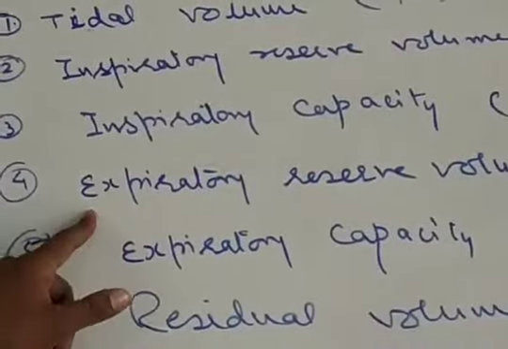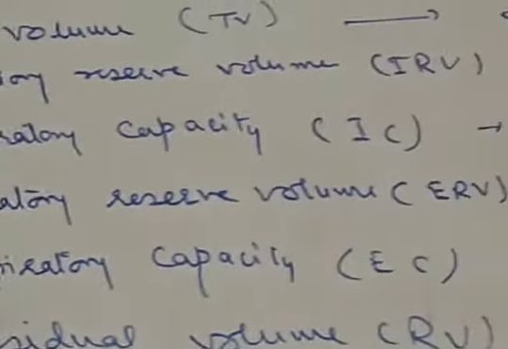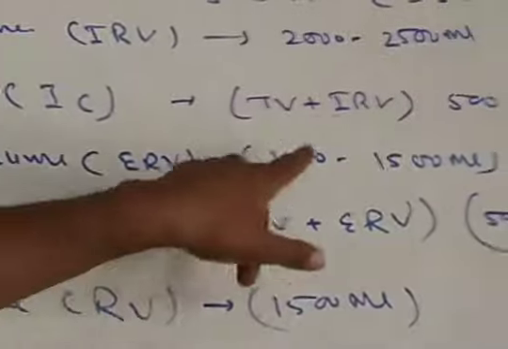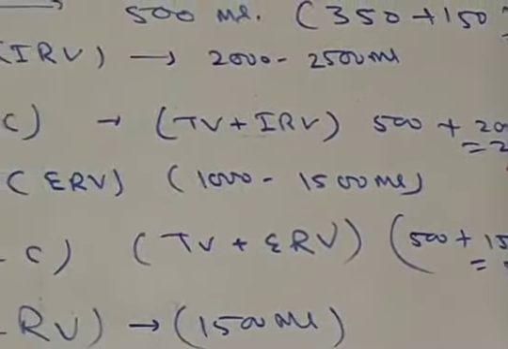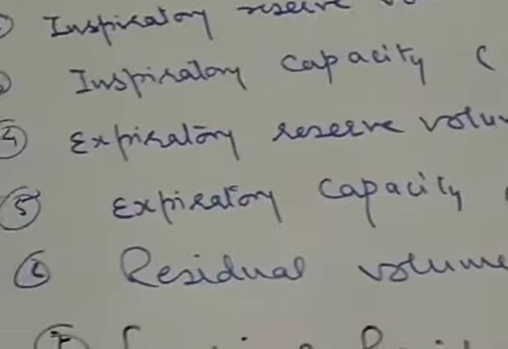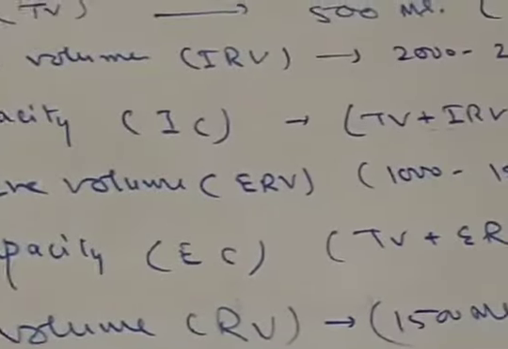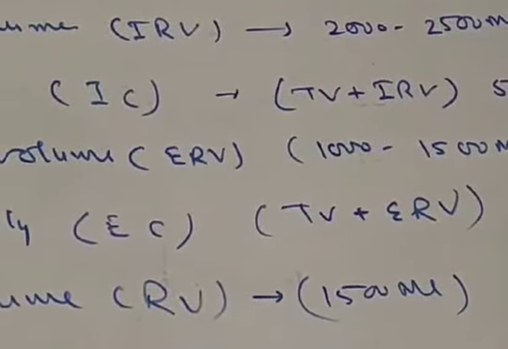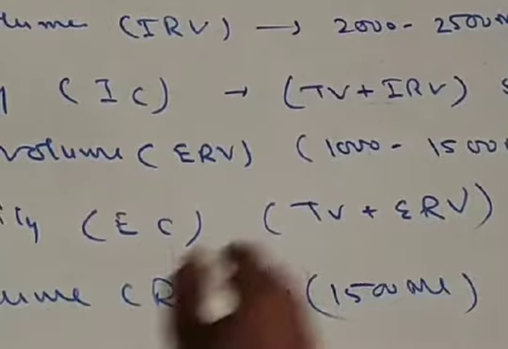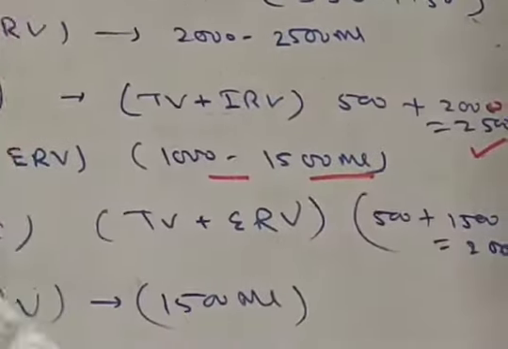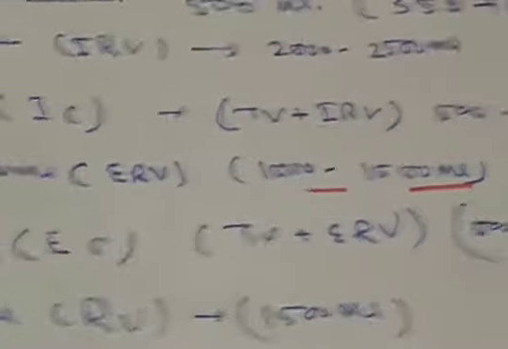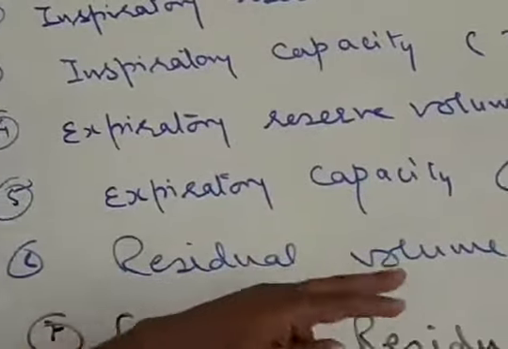Then we come to the next term, called expiratory reserve volume, or ERV. It is the extra amount of air which can be exhaled forcibly after normal expiration by a healthy human being. Its value is approximately 1000 to 1500 ml. Then we come to residual volume.